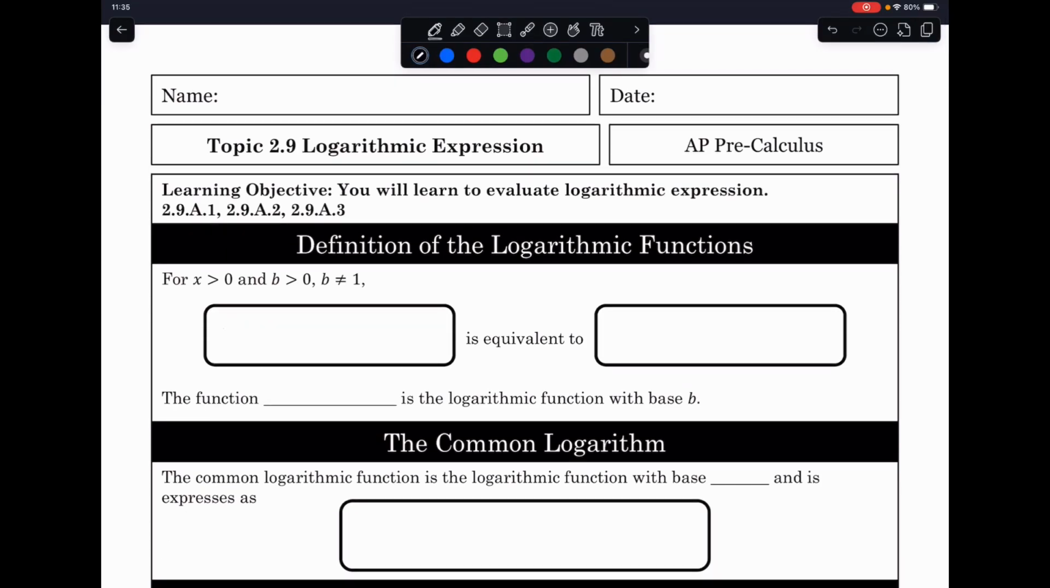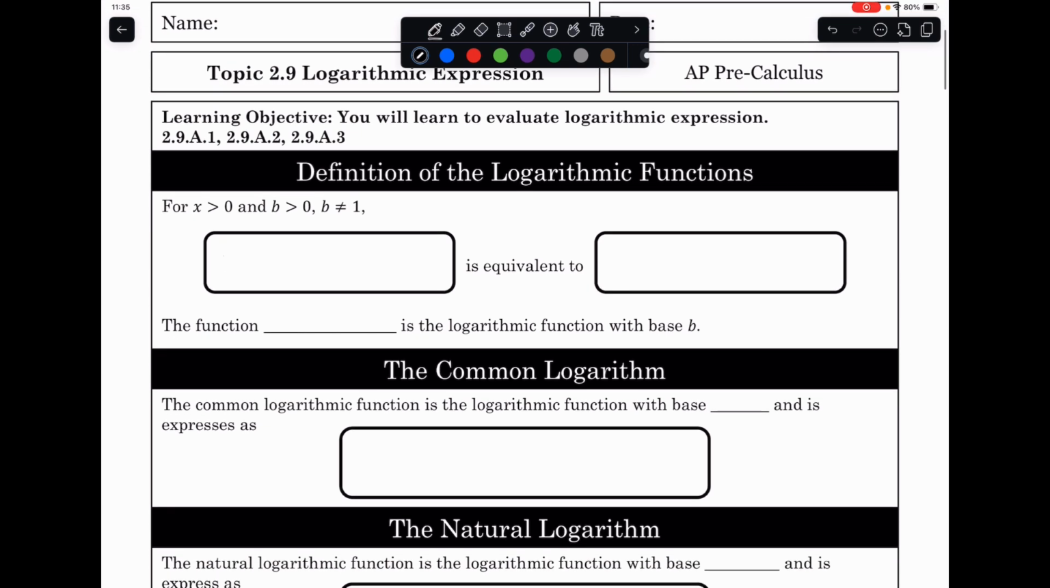In topic 2.9, logarithmic expressions, you will learn how to evaluate a log expression without the use of a calculator. Now, let's begin by first defining what a log function is and what a log expression is.